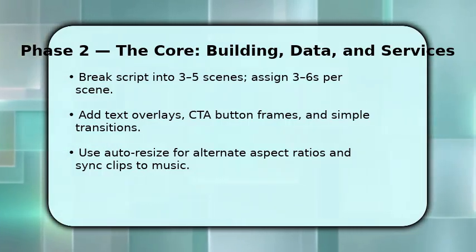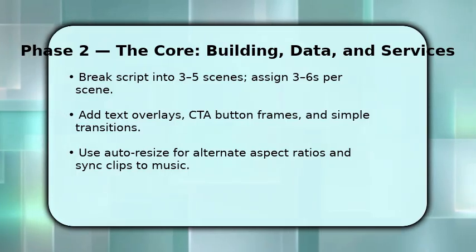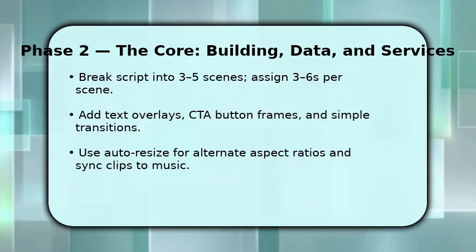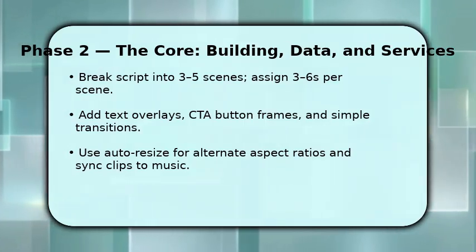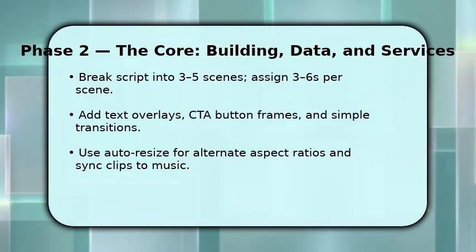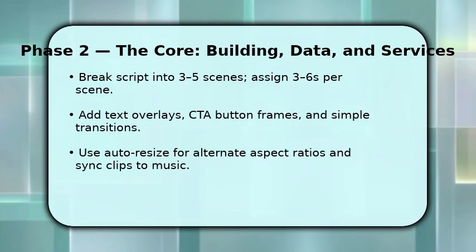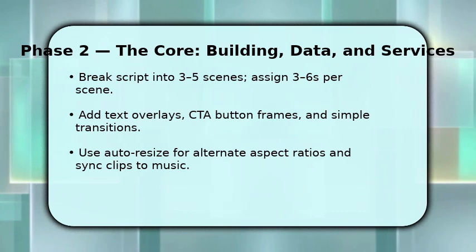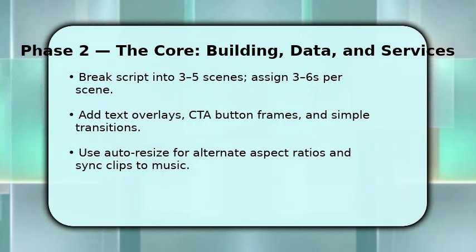Drag footage or images into each frame, then add text overlays and a clear CTA, short, bold, positioned lower third. Once done, use Canva's timeline to trim clips and align cuts to the music beat for energy. Make sure to use consistent transitions and adjust auto-resize when preparing multiple aspect ratios to avoid awkward crops.